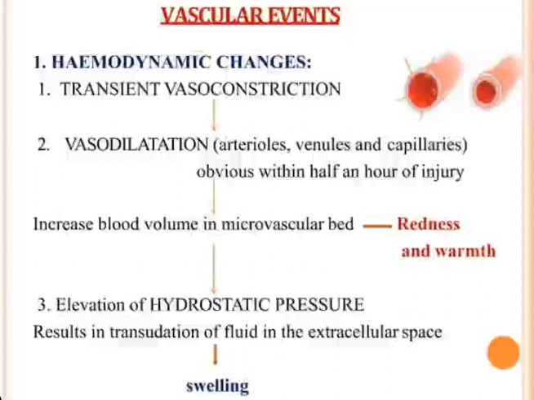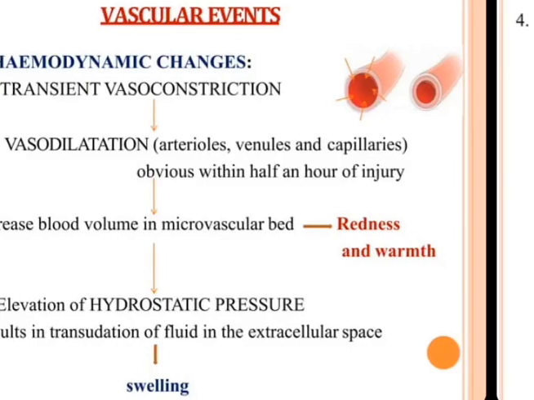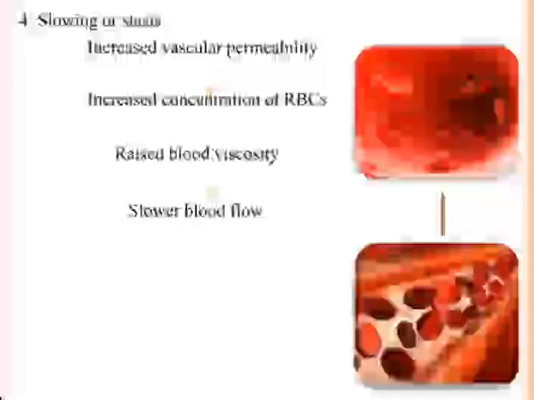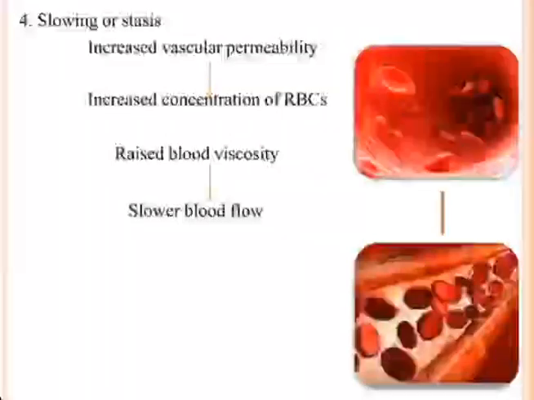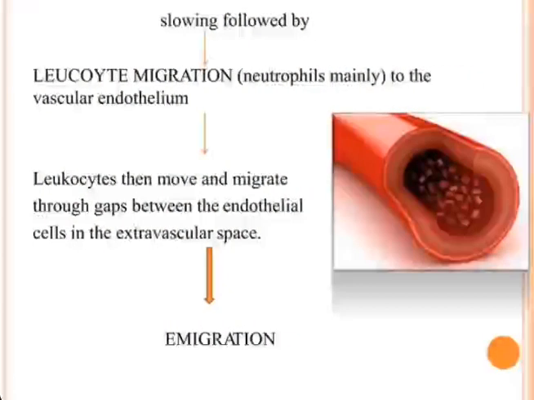Within half an hour of the injury, there is increased blood volume in the microvascular bed, that is redness and warmth. So there will be elevation of the hydrostatic pressure. This results in the transudation of fluid into the extracellular space. This causes the swelling. Then they go for slowing or stasis: increased vascular permeability leads to increased concentration of RBCs, leading to raised blood viscosity and slower blood flow.